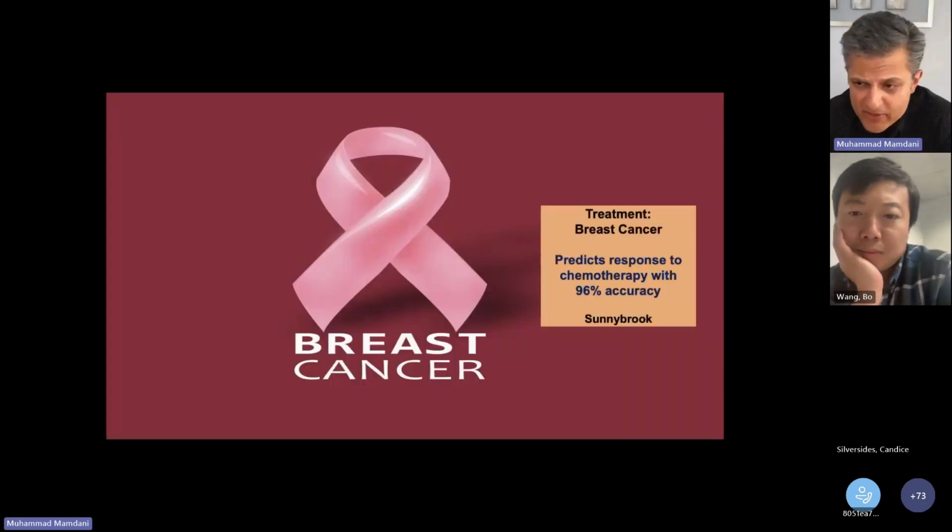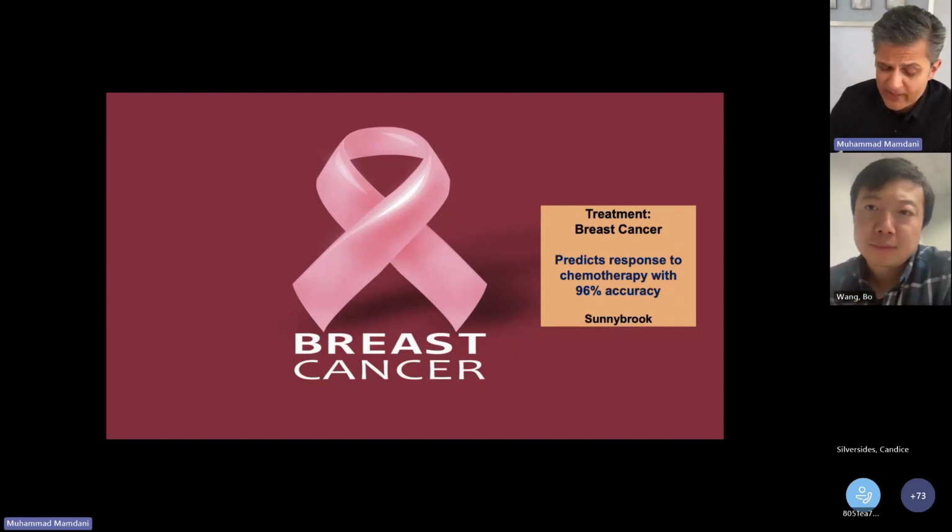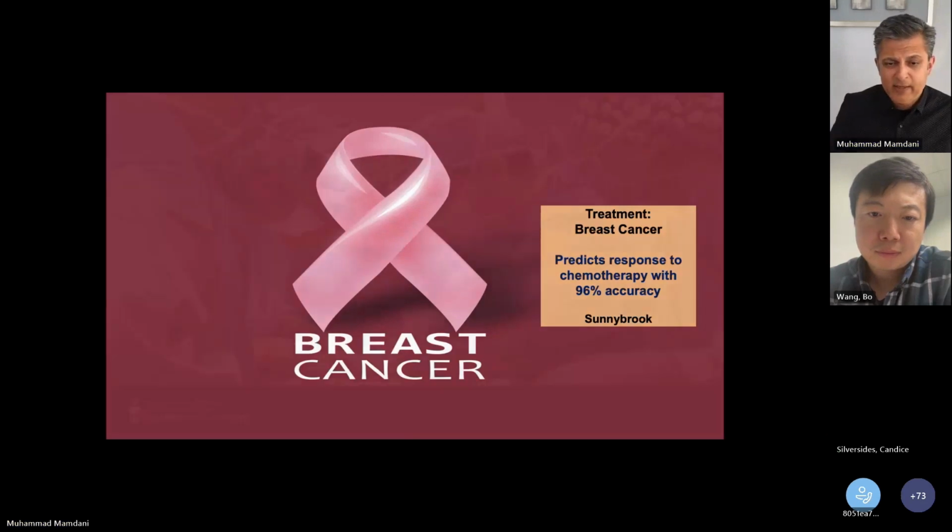Then, of course, we have breast cancer at Sunnybrook, an algorithm that predicts response to first line chemotherapy with 96% accuracy, which again is really exciting because oftentimes you treat a patient and they don't do well first line, then you have to go to second line. How can we improve that? Well, there may be a way to do this with AI.